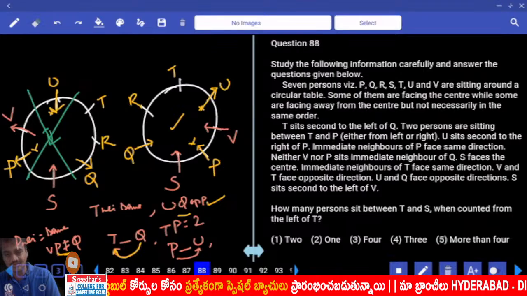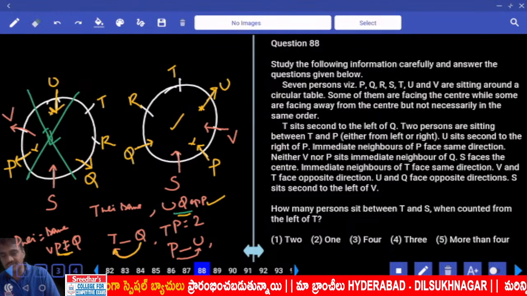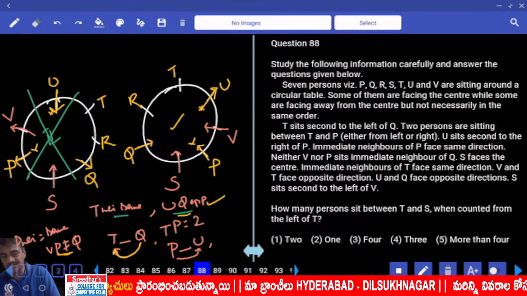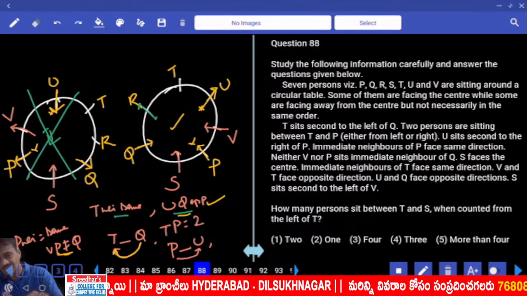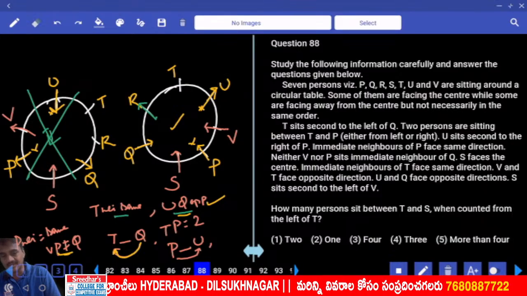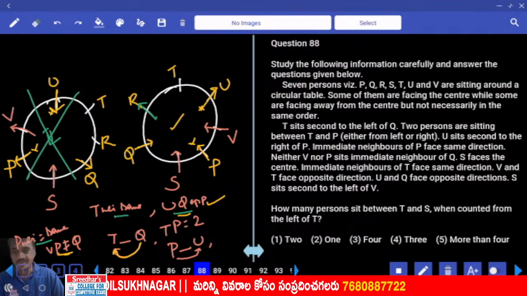Now we are left with T and R. T and R, what is the direction here? U and Q opposite direction. And T's neighbors are facing the same direction. Hence, U is away from the center, R is away from the center. And at the same time, P's neighbors. Any other information we have? Now regarding T, what is the direction of this T?